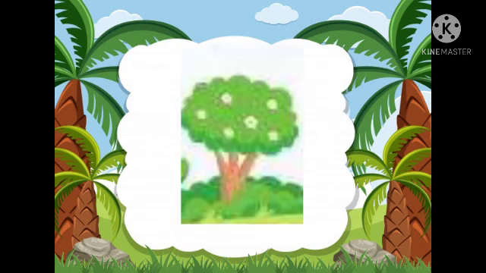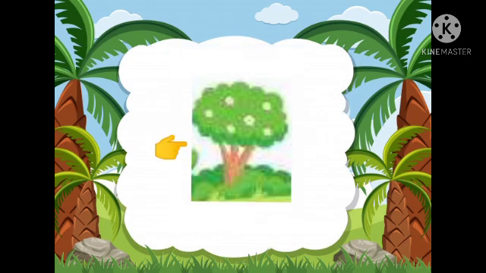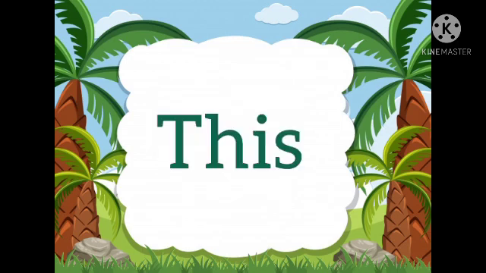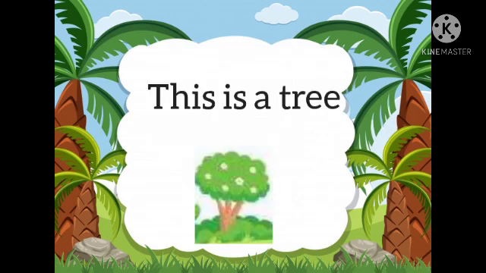Now look at the picture. What is this? This is a tree. Tree is near to us. So that's why we use this. This is a tree.